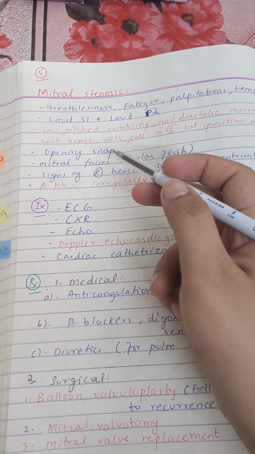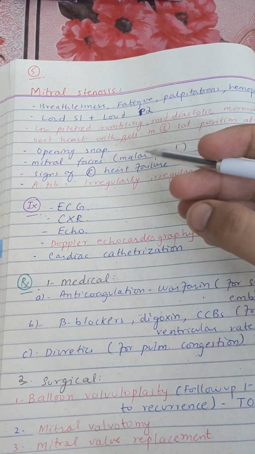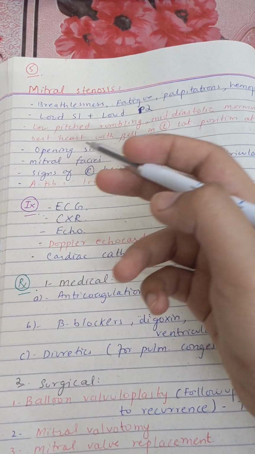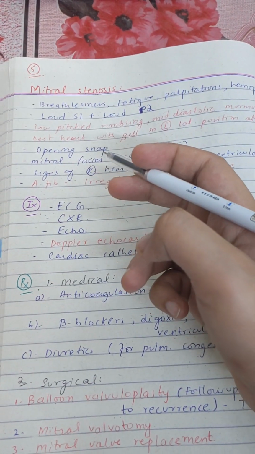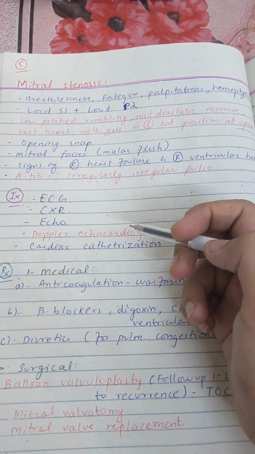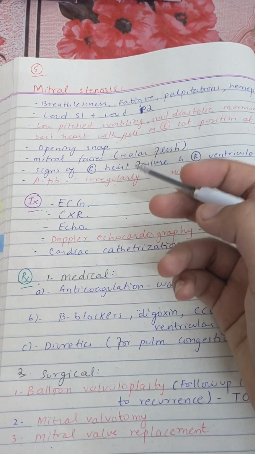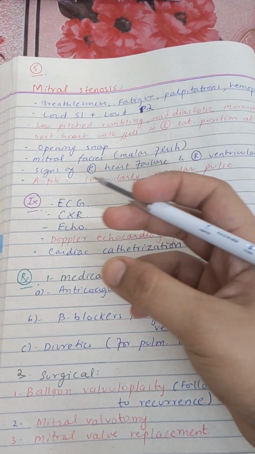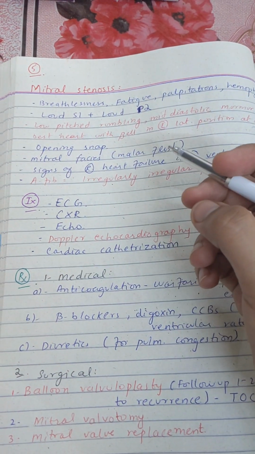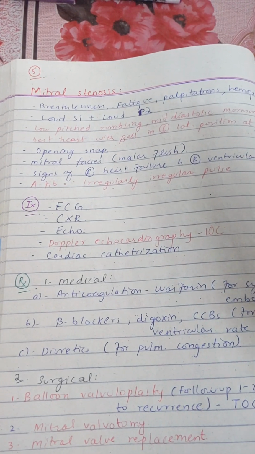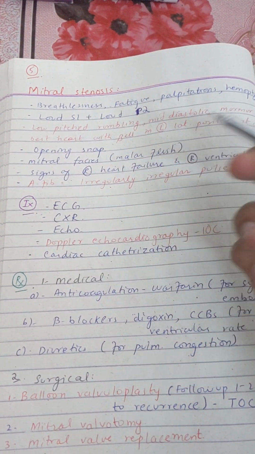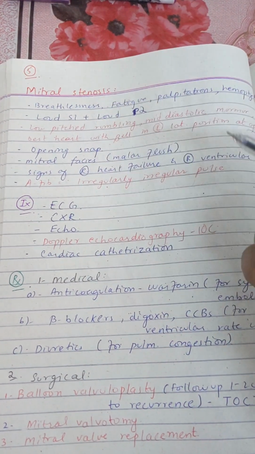And also there will be an opening snap. So there are certain added heart sounds as well. One of them is an opening snap. The opening snap will be heard in case of mitral stenosis, and these children also have certain specific faces called mitral facies, and there will be a butterfly shaped redness on the face called the malar flush. So this is specific for mitral stenosis.